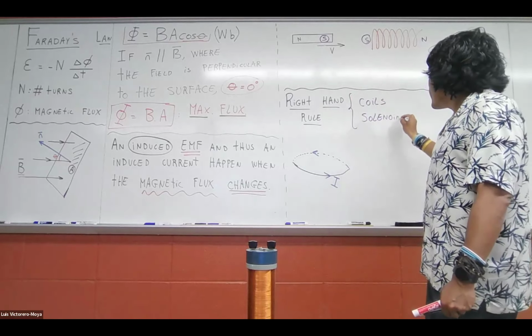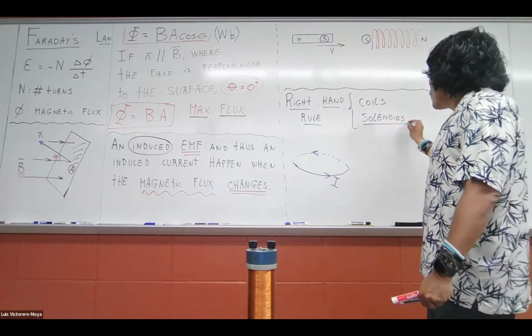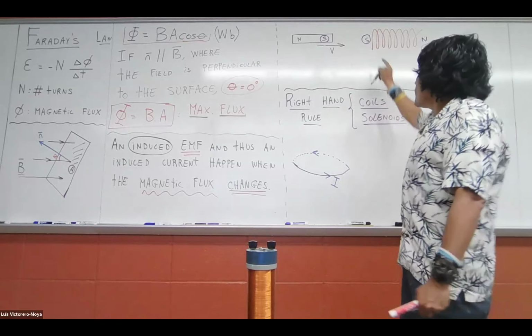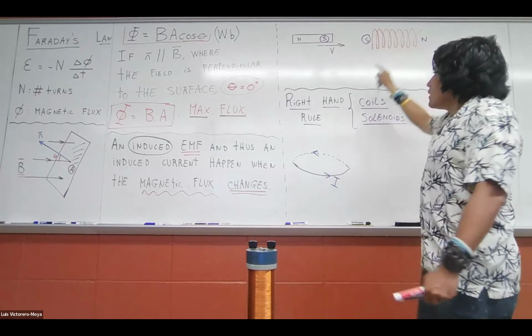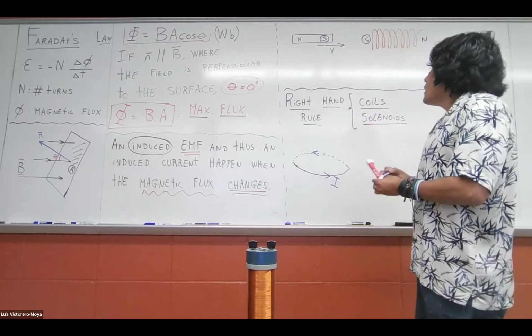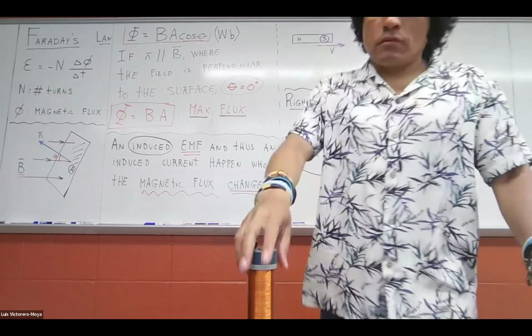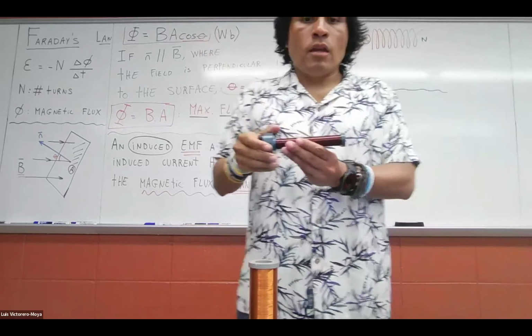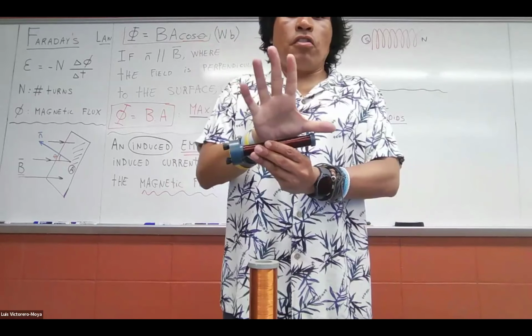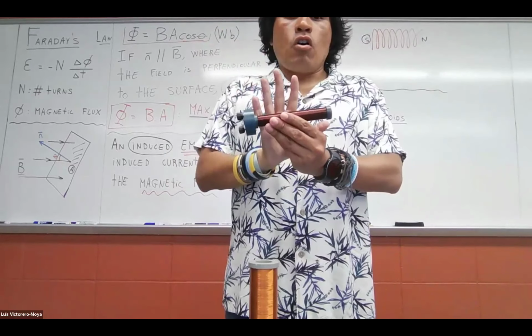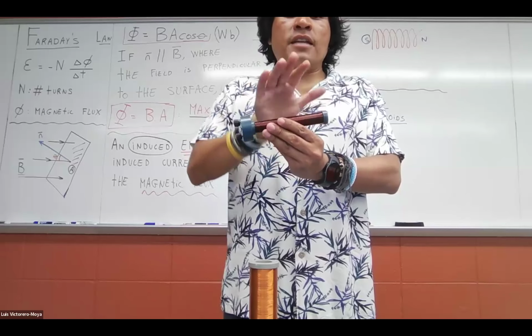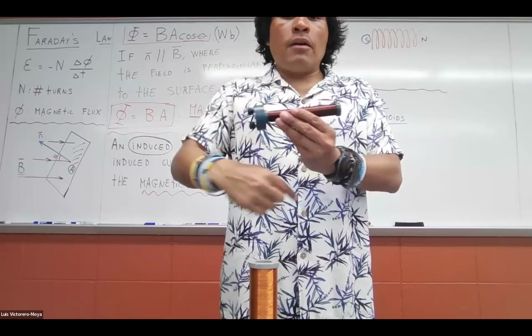How do I determine the direction of the current for solenoids, for coils, if I know the poles using the right-hand rule? Easy. Your thumb, so this is the coil, right? Your thumb will give you the north. So if I put my fingers like this, the current is going like this.